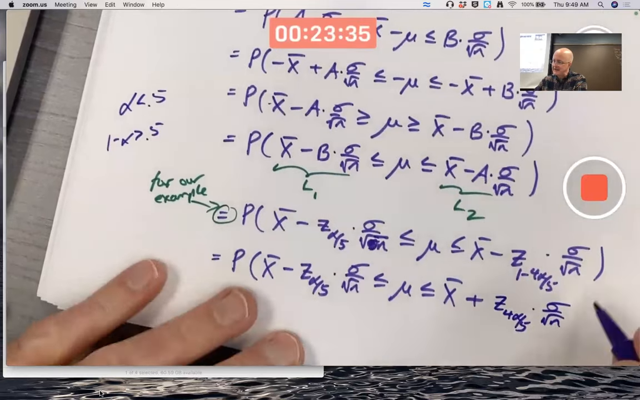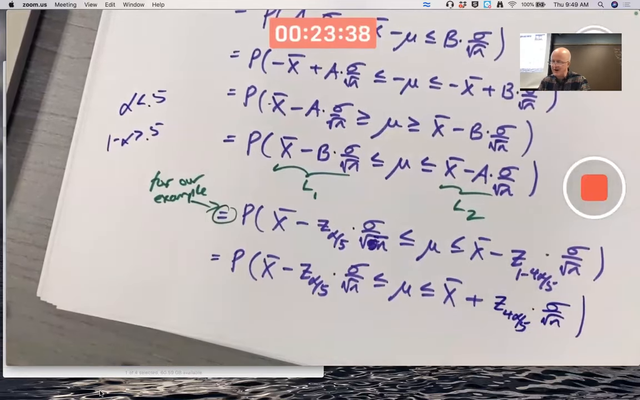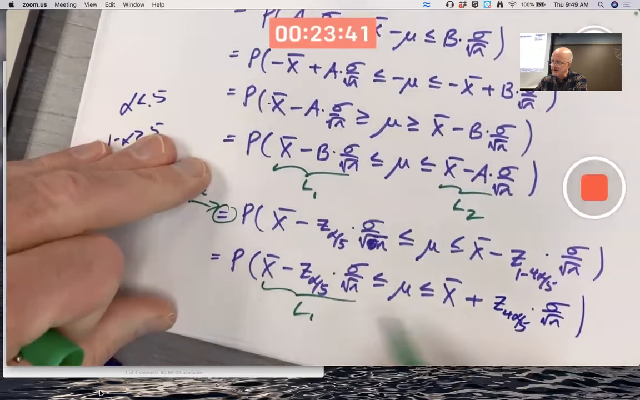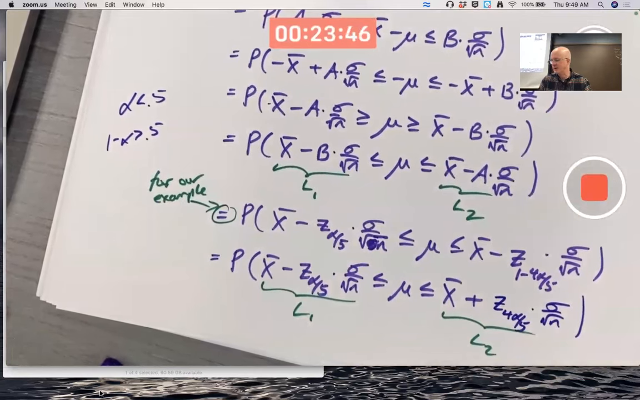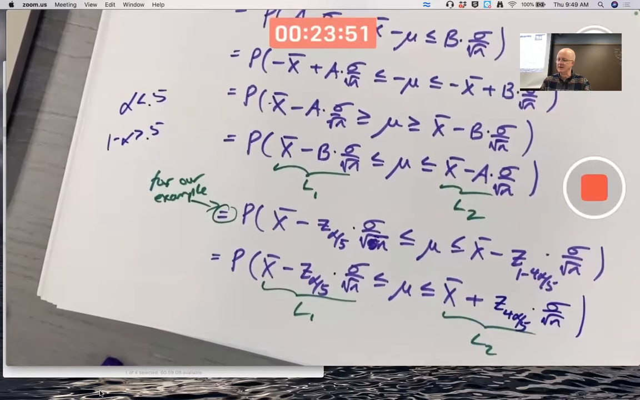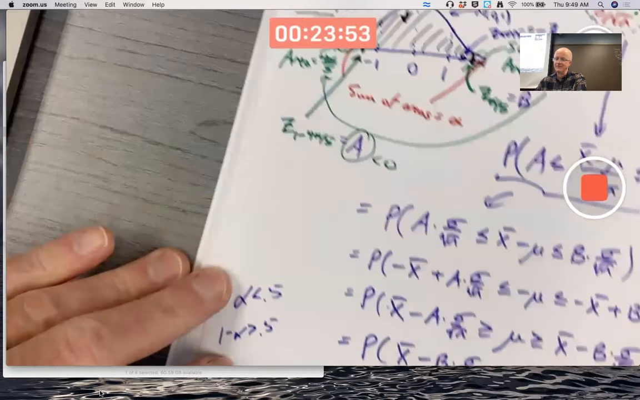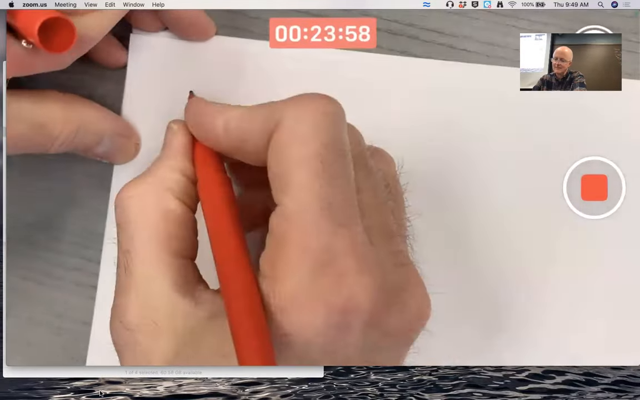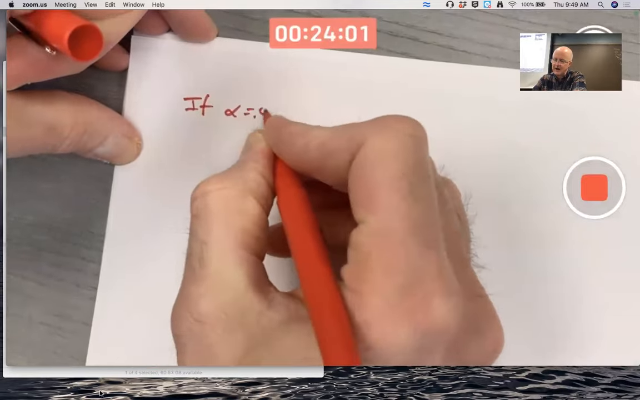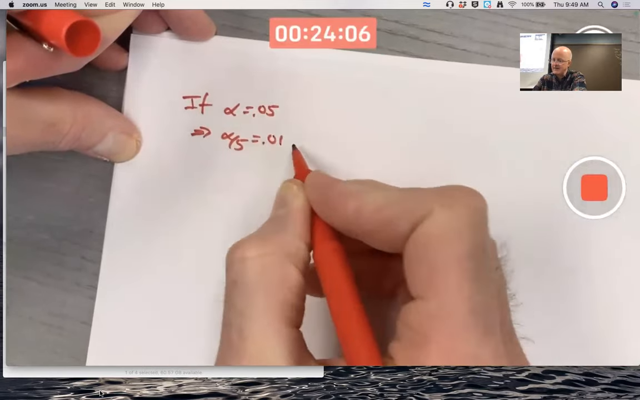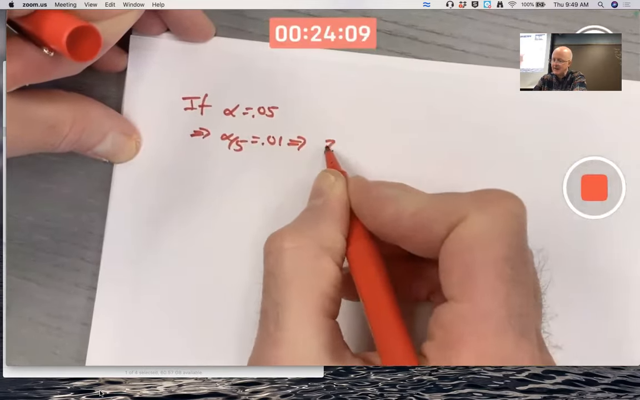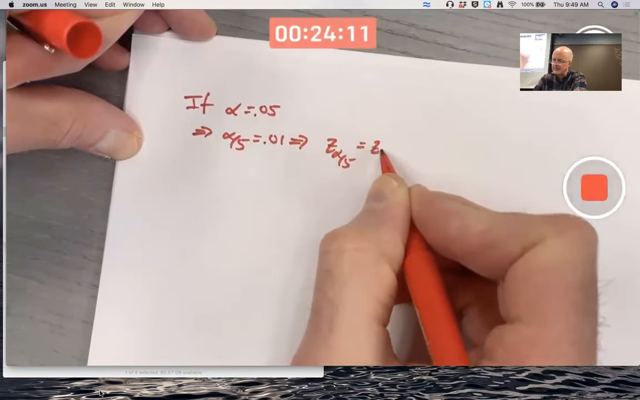So there we have it. This would be L1 and L2 for our example. And now if you want to be even more specific, we could put particular numbers in here. We could pick alpha to be 0.05, for example, the most common thing to use. If alpha is 0.05, that'll mean alpha over 5 is 0.01. And z sub alpha over 5 will be z sub 0.01.